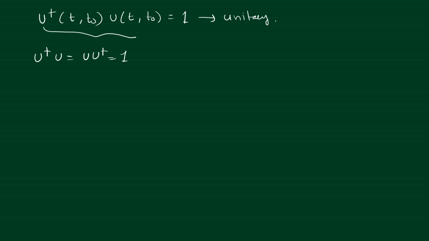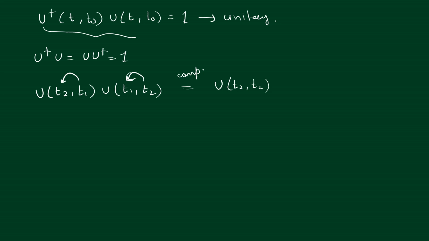So let's look at this combination. Suppose we have a time evolution operator U(t2, t1) multiplied by U(t1, t2). This means again we have to start from the right. This takes the state from t2 to t1 and then from t1 to t2. So by the composition property we can write this as U(t2, t2). This is the operator that takes the state from time t2 to the same time t2, which means there's no change. So this has to be the identity operator.